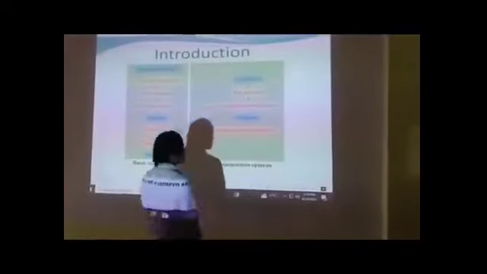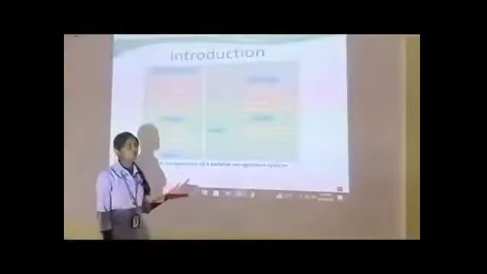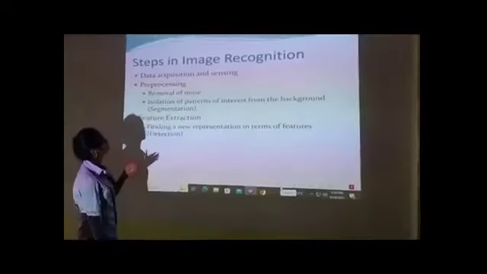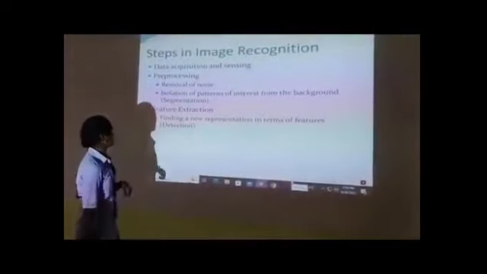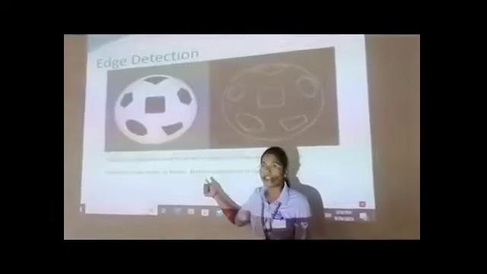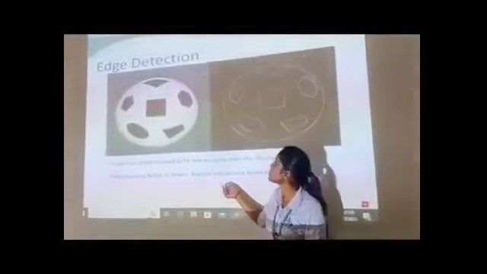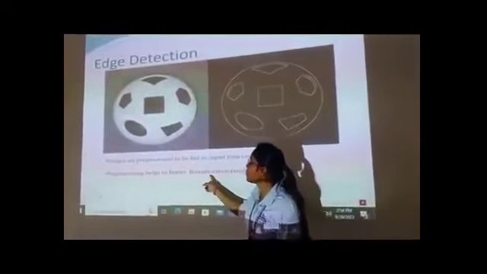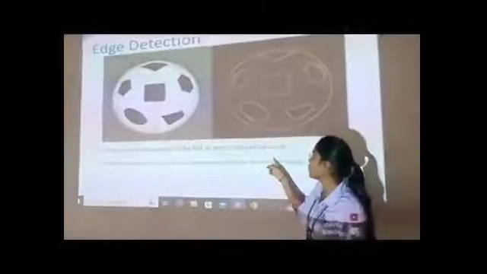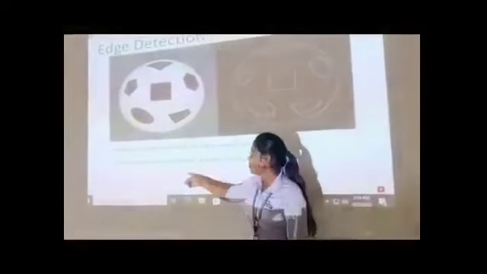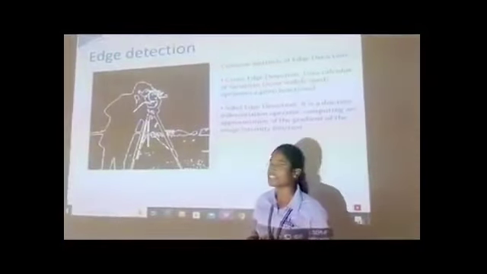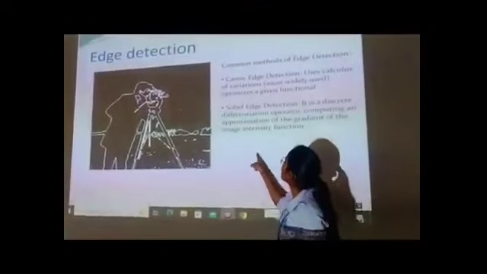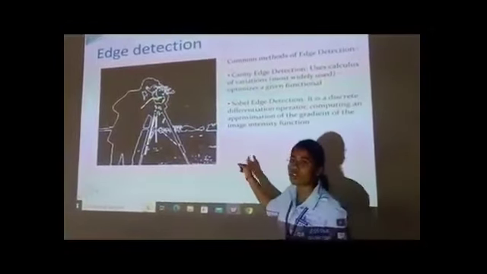Training data, preprocessing, feature extraction, feature ordering. First is data aggregation and sensing, then preprocessing, then feature extraction. In image recognition, the input is fed into the network, and preprocessing helps to gather features and expectations from the network. Common methods in edge detection are Canny edge detection and Sobel edge detection.